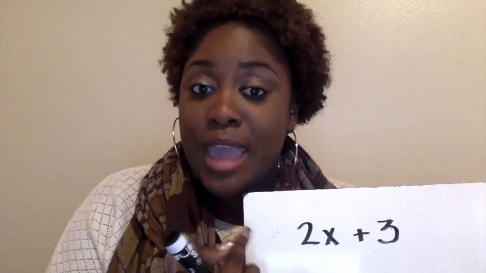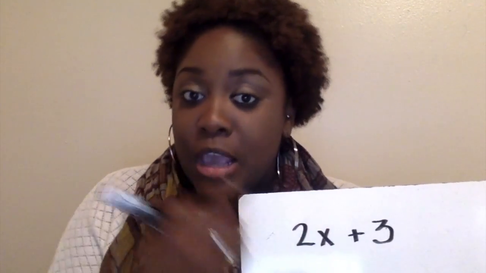So now that we have the different parts, we have 2x plus this 3. These are our terms. So anything separated by the operation, which is addition, are the terms of your expression.